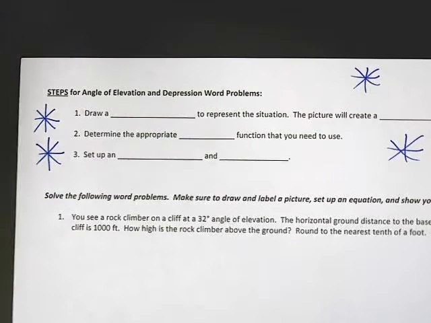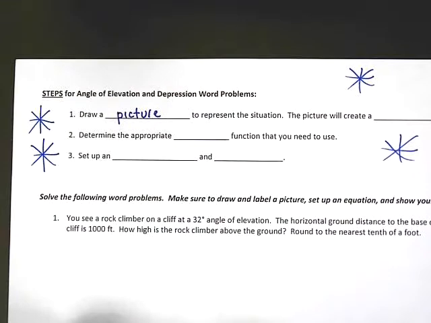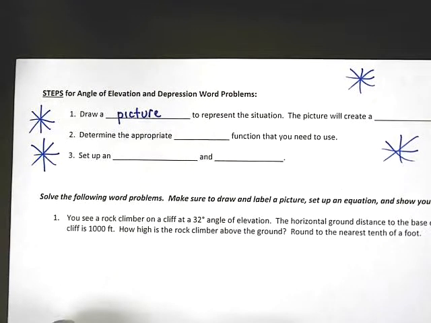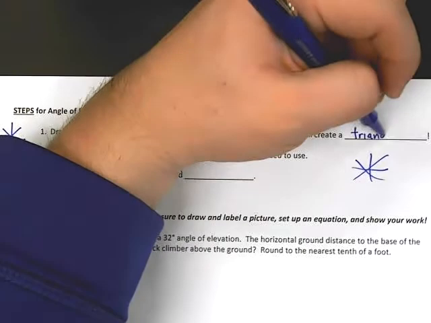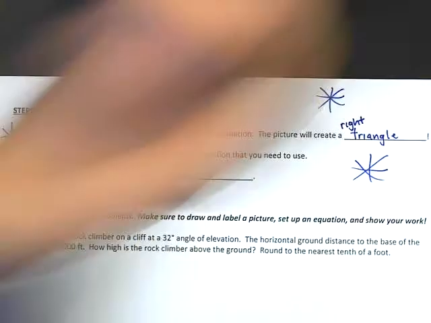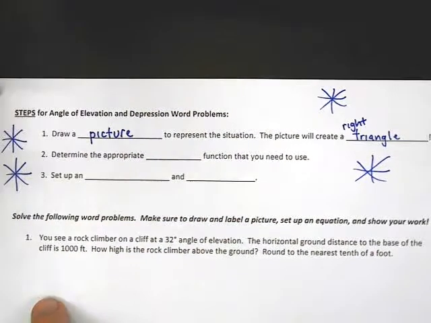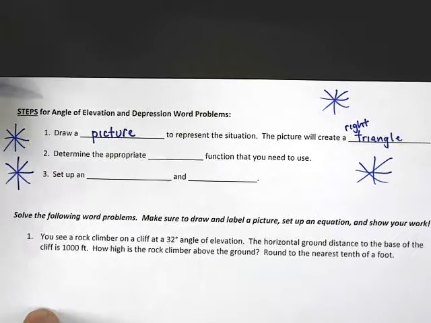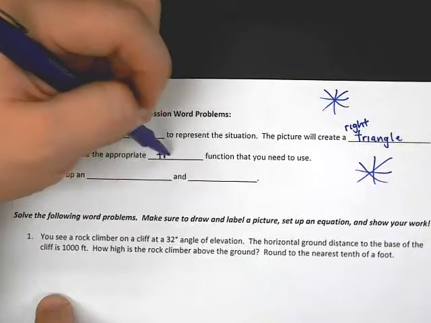First thing, we need to draw a picture to represent the situation. Seems familiar. I think we just did this on our quiz. What's really nice is this picture will always create a triangle. And you know what? I should even be more specific. A right triangle. All right? Well, once we have a right triangle and we can label things, right? So we have sides and whatnot, we can figure out what trig function we need to use.